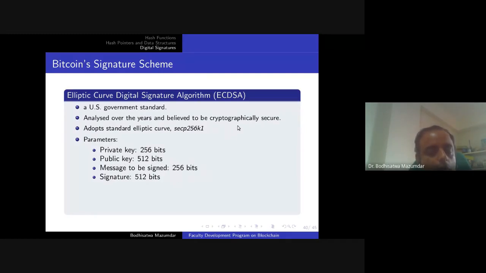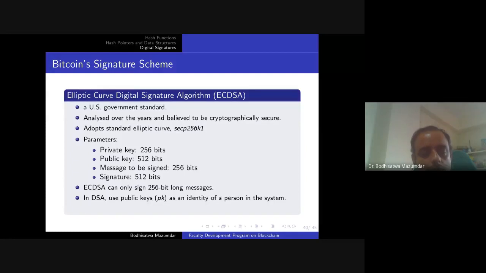So if the original message is a very large file, say a video file, you can create a hash of that video file. You pass that video file through a SHA function, SHA-256, the output is 256 bits, and that is treated as the message to be signed, and the signature is a 512 bit output. So ECDSA can only sign 256 bit long messages. This is one of the restrictions of ECDSA.